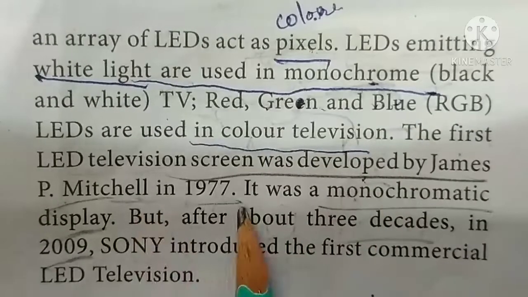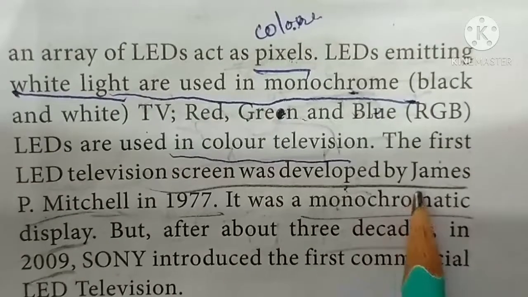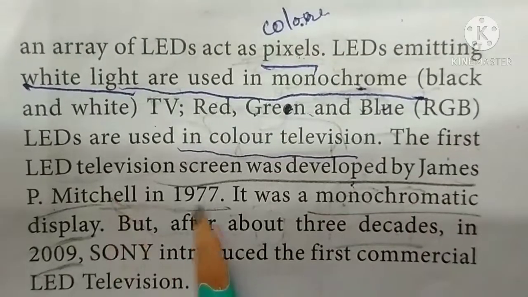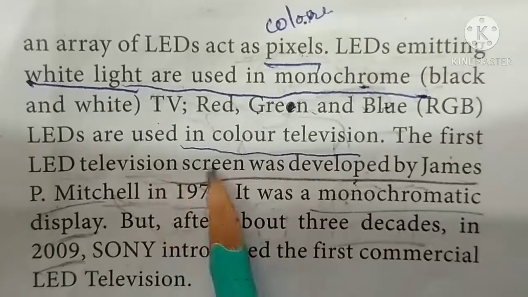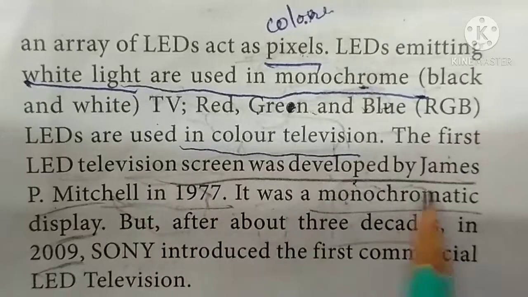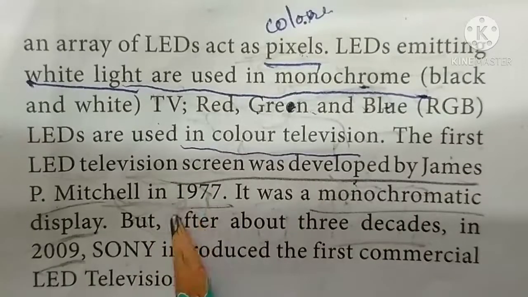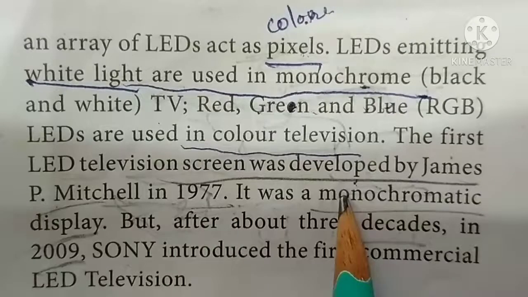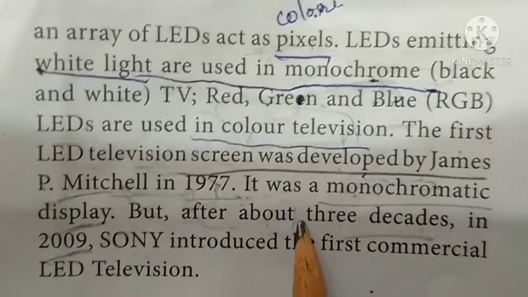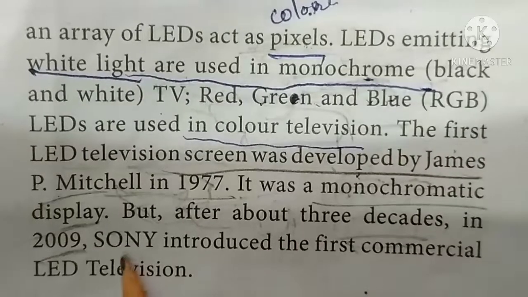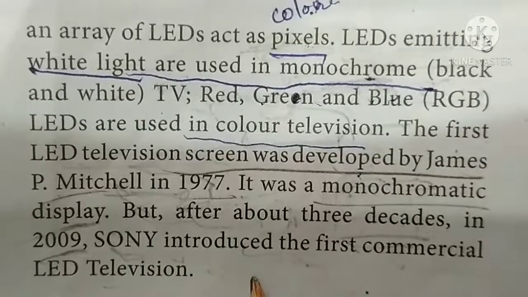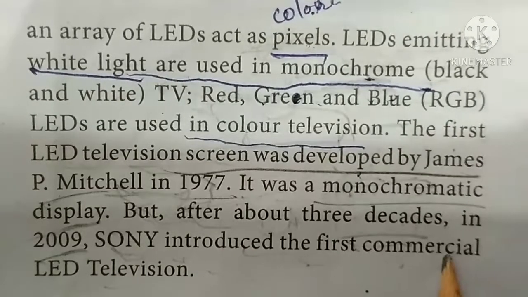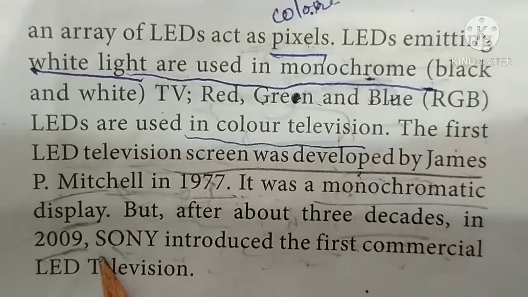The first LED television screen was developed by James P. Mitchell in 1977. He first developed that LED television screen. It was a monochromatic display. But after about 3 decades, in 2009, the Sony company introduced the first commercial LED television. Which company? Sony.